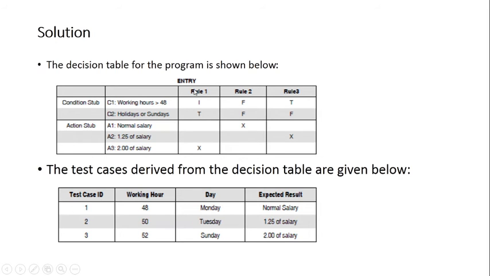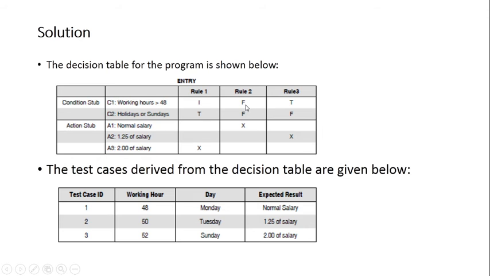So here we have mentioned I. I represents a don't care condition. Don't care condition means whether it is less than 48 or greater than 48 or equal to, it does not impact at all. For example, in this case, we have written true for holiday or a Sunday. If it is a holiday or a Sunday, you don't have to check for number of hours. Simply, the salary paid will be the A3 case, that is action taken will be 2 times of the salary. So a cross is mentioned at A3. That means the third action will be taken, and the number of hours does not impact the salary.